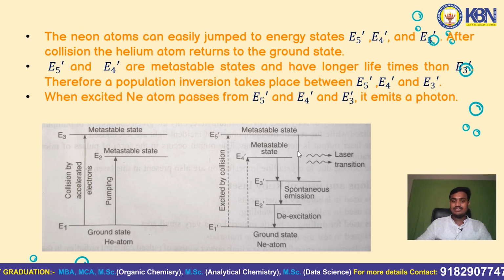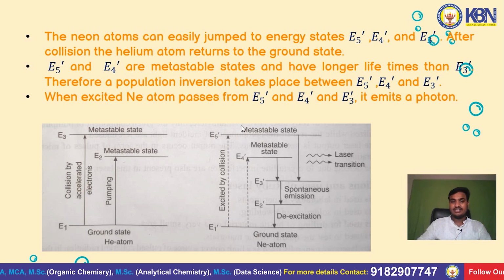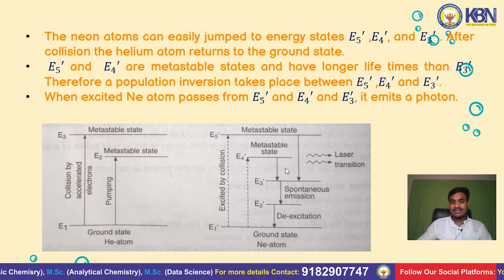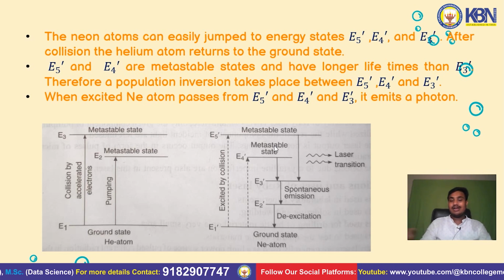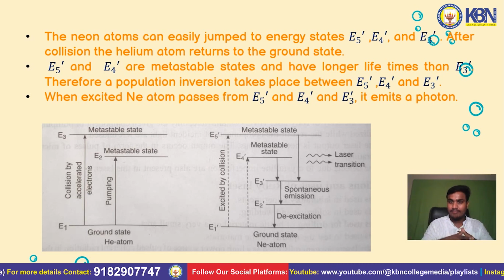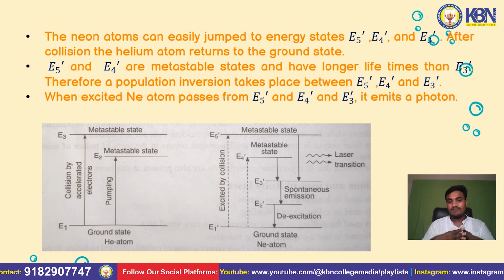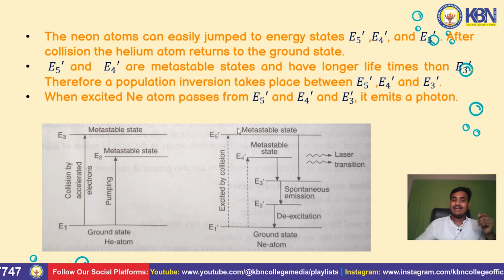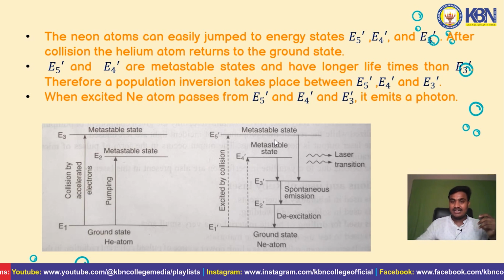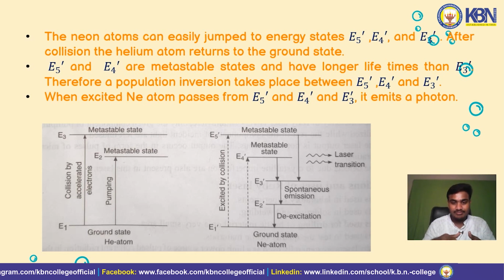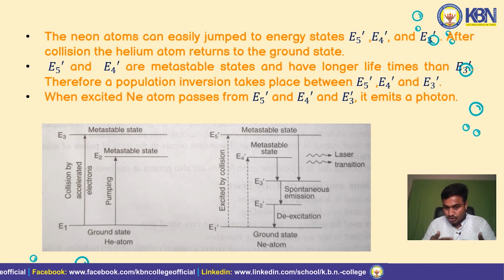Here the transition responsible for the laser action involves E5 dash and E4 dash, which are metastable states. These two states have a longer lifetime, about 10 power minus 3 seconds, than that of the energy level E3 dash. Therefore the population inversion takes place between the energy levels E5 dash and E4 dash and E3 dash, when the excited neon atoms from E5 dash and E4 dash come to E3 dash.